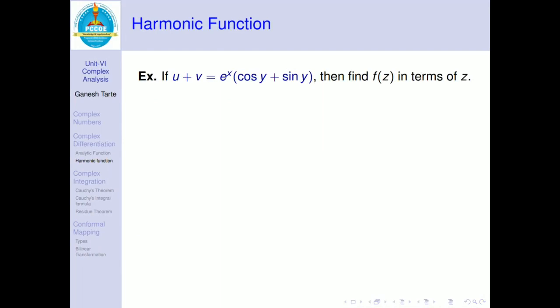Next, now it is the third type of problem. Instead of u or v being given to find the harmonic conjugate, now u plus v is given, and the question is to find f of z in the form of z.